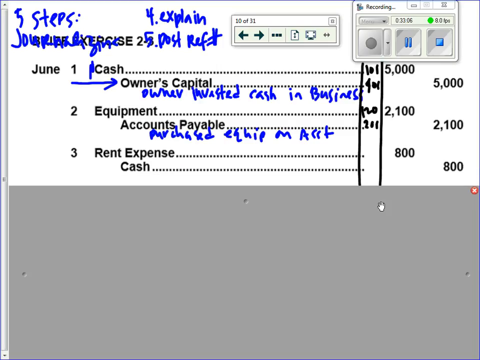Fourth step is to just give a quick explanation. Paid rent. Something simple. I could have said paid cash for June rent. And then the last step is to just say, okay, suck it out of this crazy chronological journal and post it over to their individual little baby accounts. Let's go with 520 for rent expense. What was the cash number that I gave you before? 101. Okay, I'm going to just stop here for a minute.